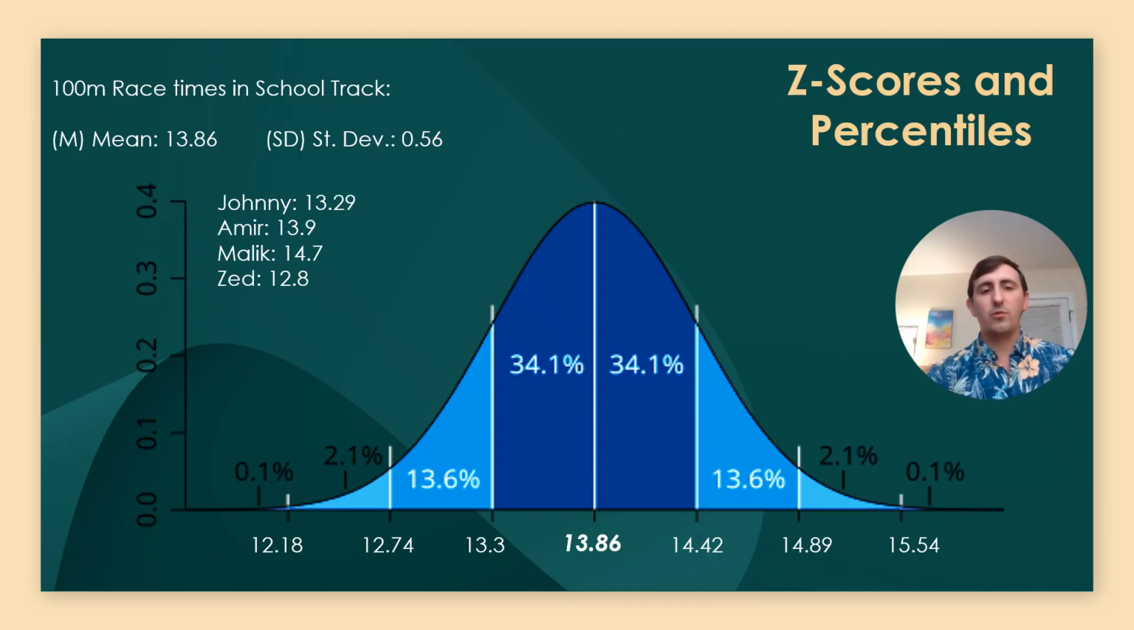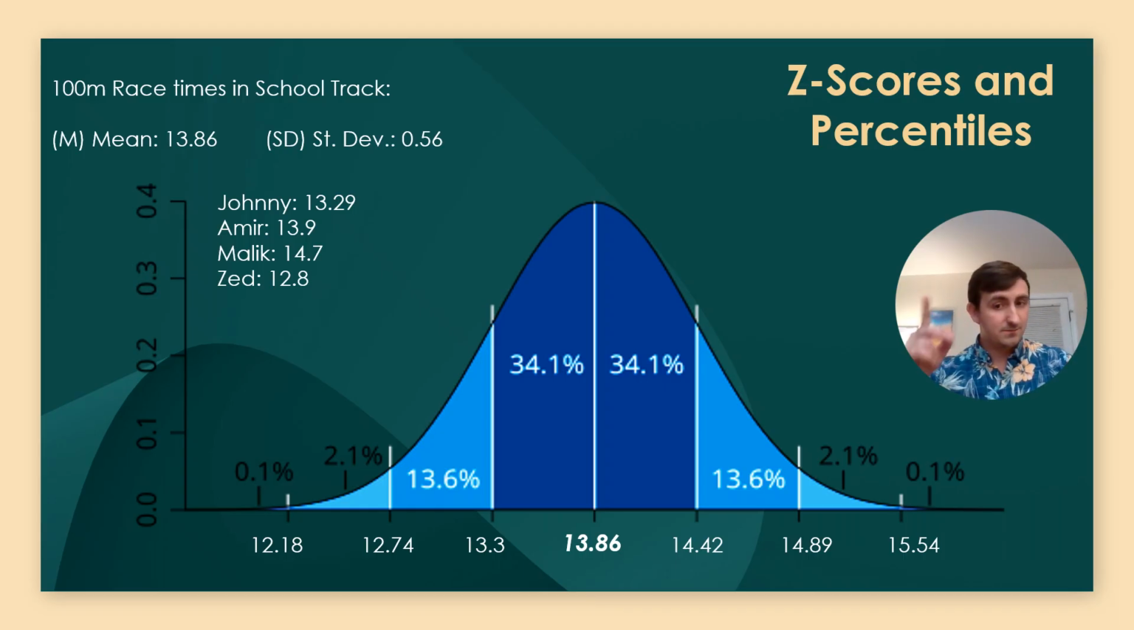And let's look at our 4 racers: Johnny, Amir, Malik, and Zed. And each one has a little bit of a story. So let me tell you about Johnny. Johnny knows he's not the best racer, but he thinks he's pretty darn good.